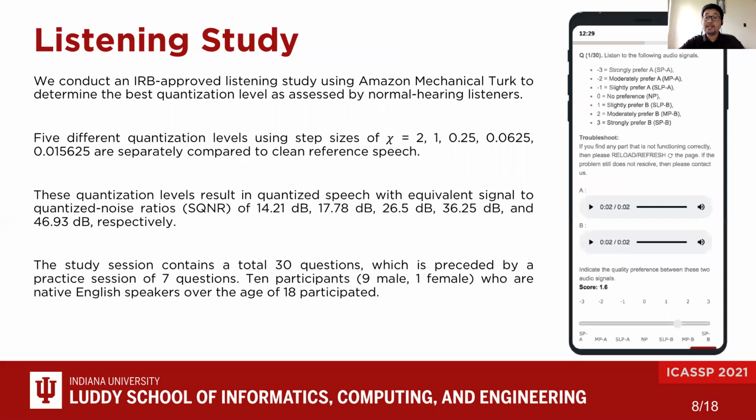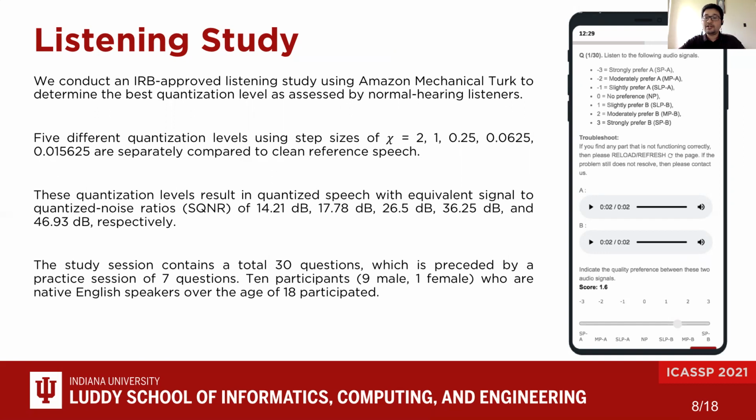Therefore, we conduct an IRB-approved listening study using Amazon Mechanical Turk to determine the best quantization level as assessed by normal hearing listeners. We consider 5 different quantization levels using a step size of 2, 1, 0.25, 0.0625, 0.015625, which are separately compared to a clean reference signal. These quantization levels result in quantized speech with equivalent signal to quantization noise ratio, SQNR, of 14.21 dB, 17.78 dB, 26.5 dB, 36.25 dB, and 46.93 dB respectively.